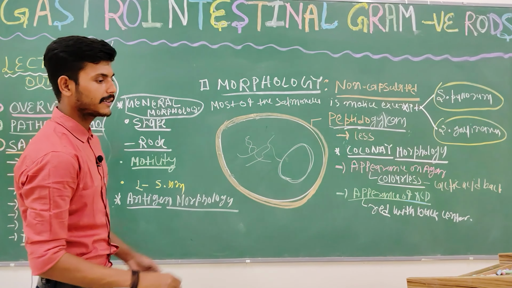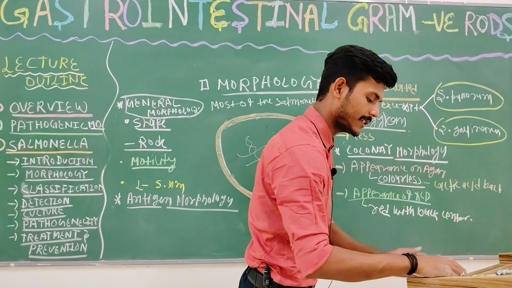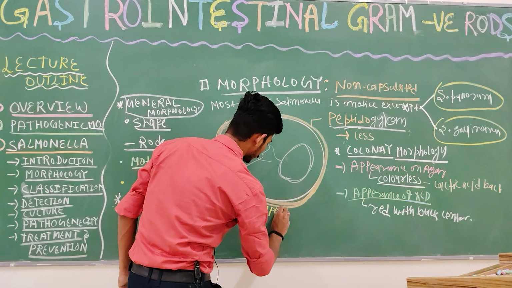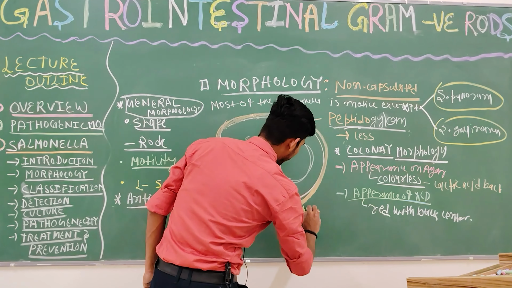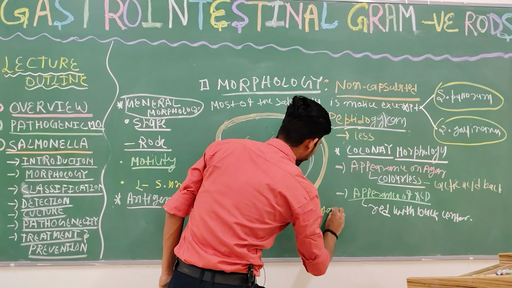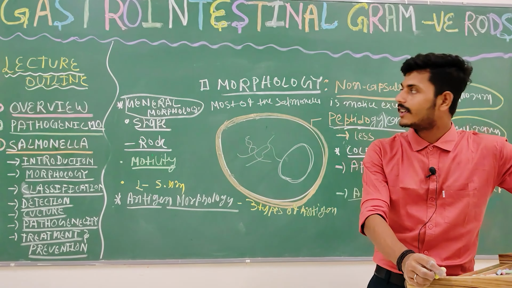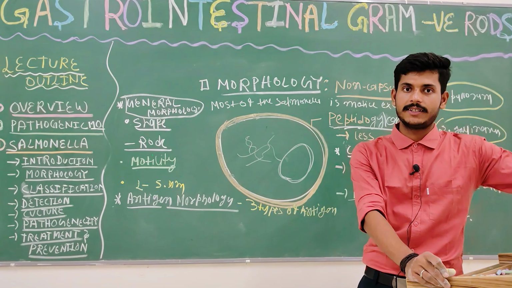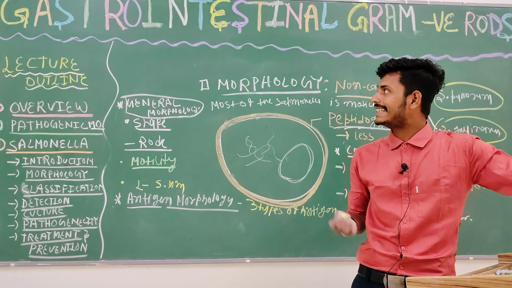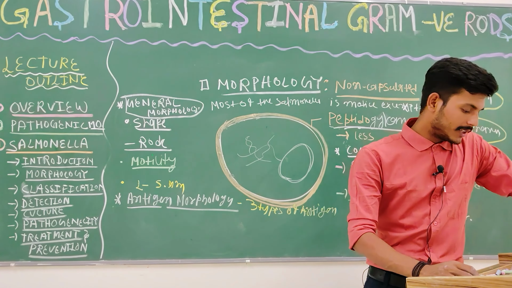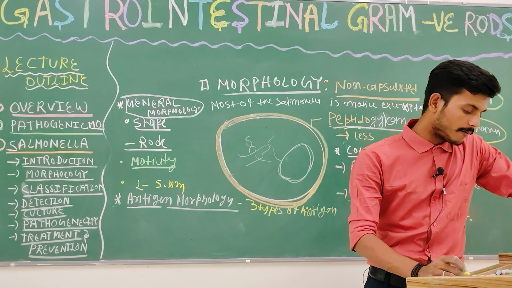Basically, this Salmonella bacterium produces three types of antigen. And it is the antigen of this bacteria which is the virulence factor. They have the disease-causing capacity. So the antigens are the ones responsible for causing the diseases in the intestine. Now, as I said, there are three main types of antigen present.